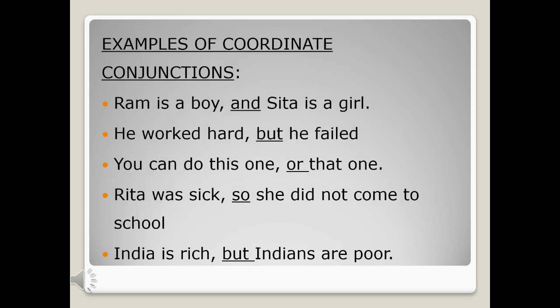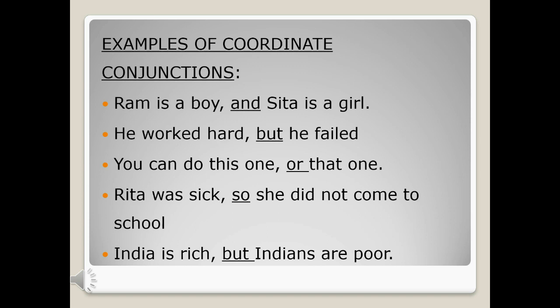Examples of coordinate conjunctions: Ram is a boy and Sita is a girl. He worked hard but he failed. You can do this one or that one. Rita was sick, so she did not come to school. India is rich, but Indians are poor.